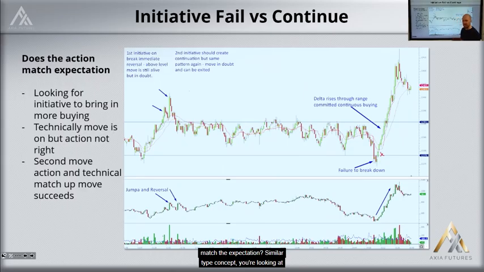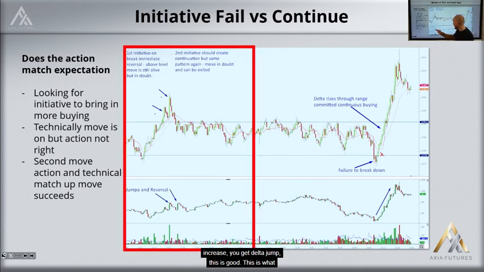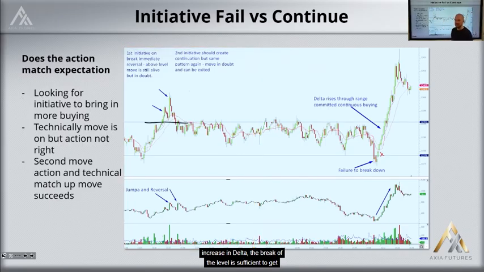Similar type concept, you're looking at a break of range. Now what we get on the break of range, these two arrows, is you get pace come in, you get a volume increase, you get delta jump. This is good. This is what you're after. But you get no follow through on this. So how do you go about actually taking this trade on? Because the delta will be enough to get you into the trade. The increase in delta, the break of the level, is sufficient to get you in.